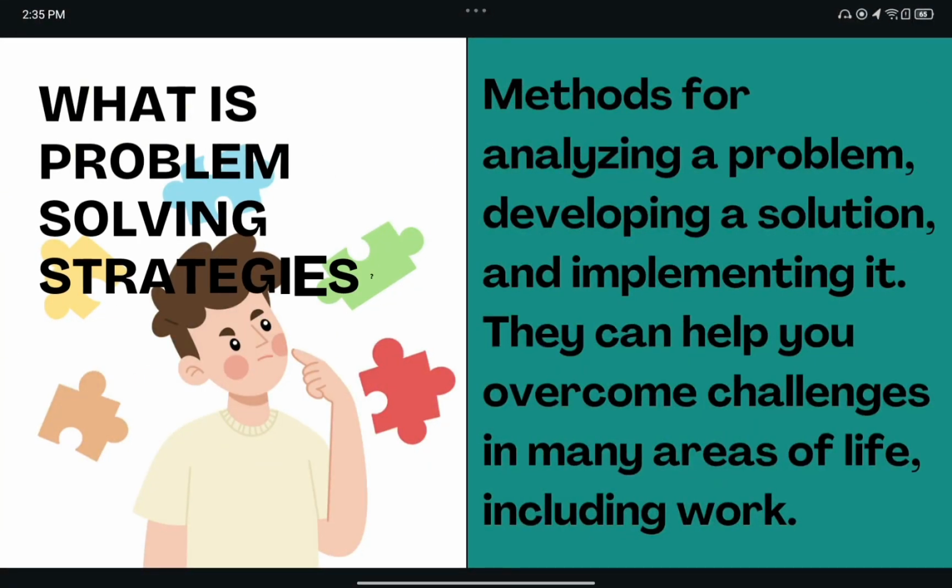So, ano nga ba ang problem solving strategies? Ito ay methods for analyzing a problem, developing a solution, and implementing it. They can help you overcome challenges in many areas of life, including work.